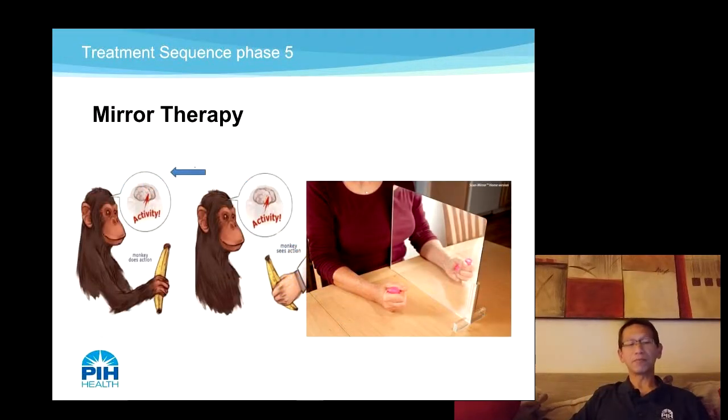All right, mirror therapy. This is going to be treatment sequence number 5. And this was, I guess, noticed because one of the scientists went in and started eating a banana, and when one of the monkeys that was still connected to the machine saw the scientist peeling the banana and eating the banana, it got exactly the same neural maps lighting up in the brain as if it were eating the banana. So 25% of our brain is made up of mirror neurons.